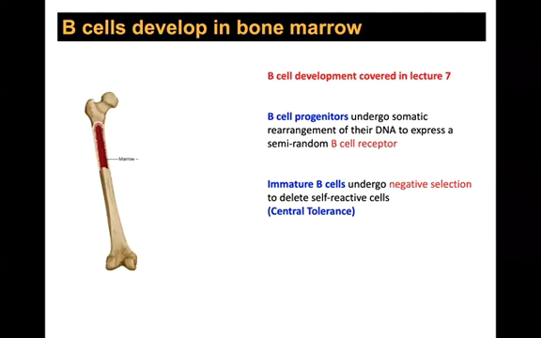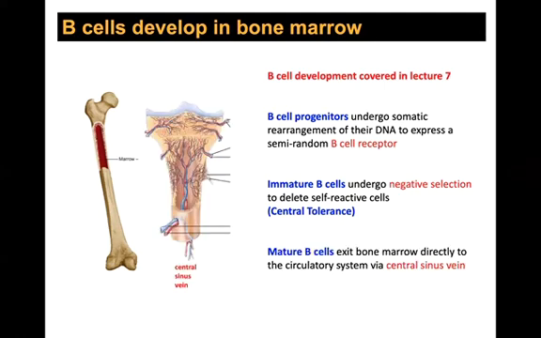Now, because this is a central or primary lymphoid organ, this is often called central or primary tolerance. Central tolerance is the more common term. Now once those B cells mature and they've passed through negative selection, they exit the bone marrow by the central sinus vein. I don't know if you've ever thought that your bones are connected to your blood supply. And that's very important for not only bringing oxygen into the bone marrow, but also for cells migrating out of the bone marrow to go and do their job.